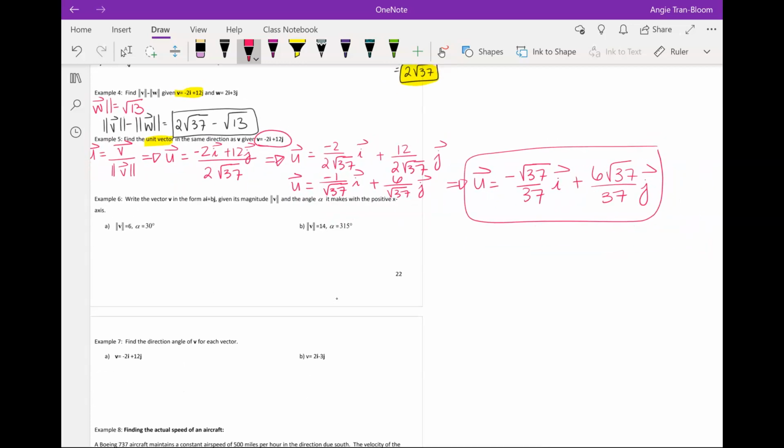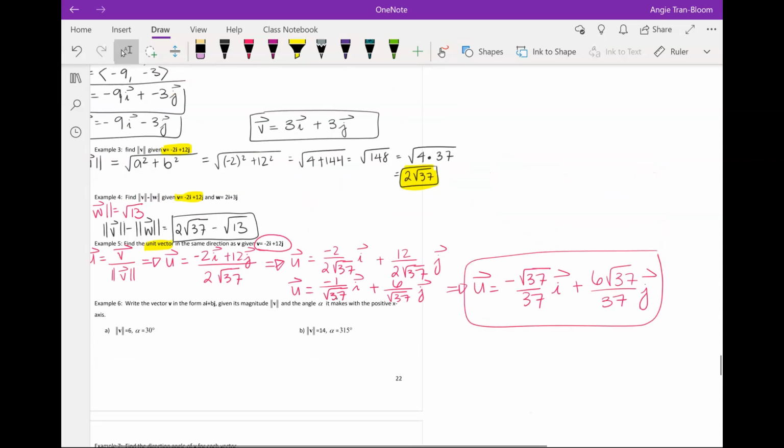Now, look at your components. Don't they look scary? It's like negative rad 37 over 37, and then 6 rad 37 over 37. How is that going to give you a magnitude of 1? Do you think that's going to give you the magnitude of 1? Should we check to make sure we did it right? It's okay. You just have to bust out your calculator. I don't need you to do it manually because that's just an ugly number.